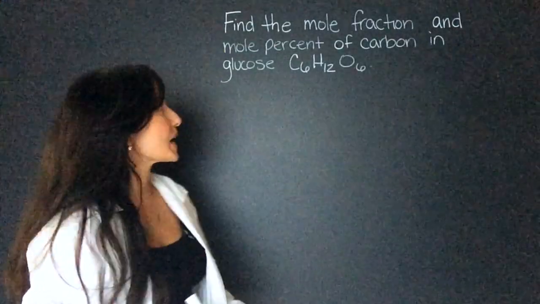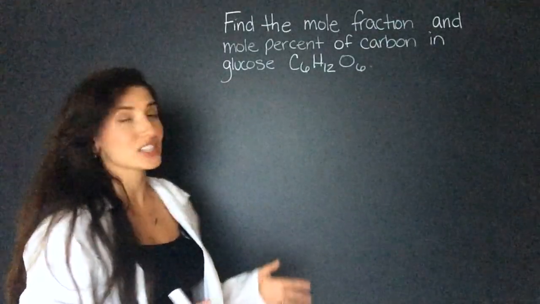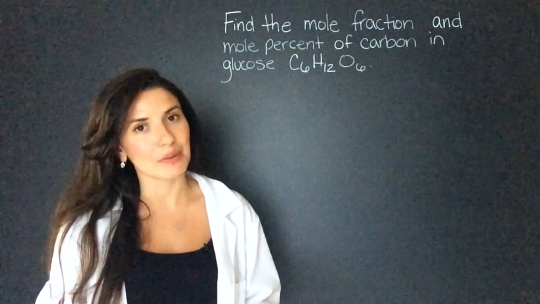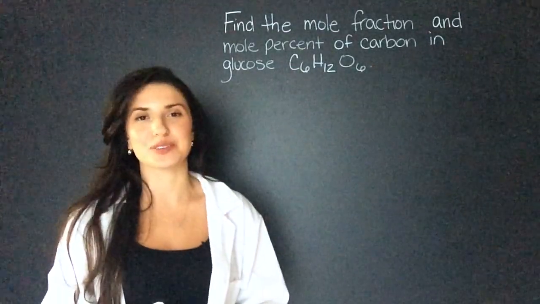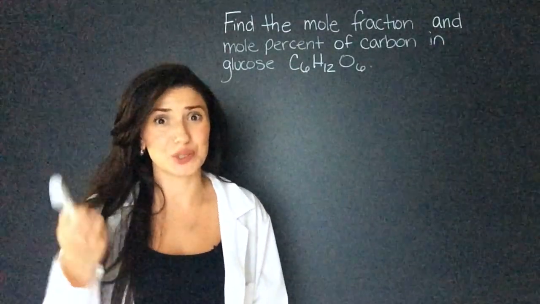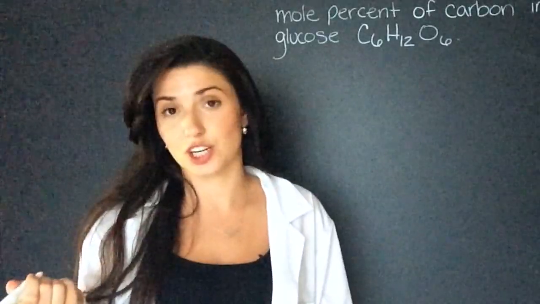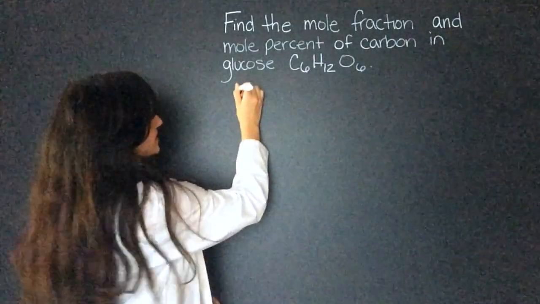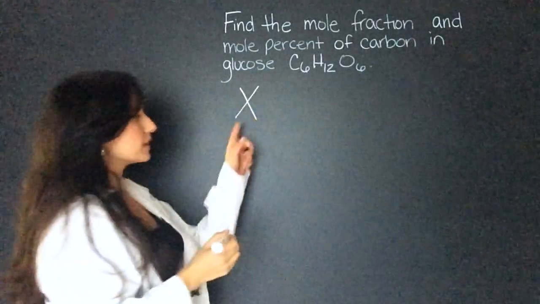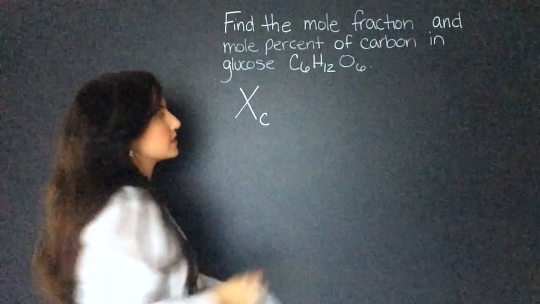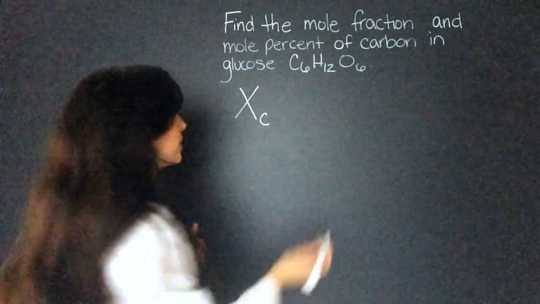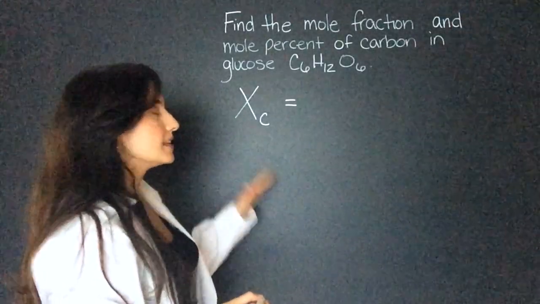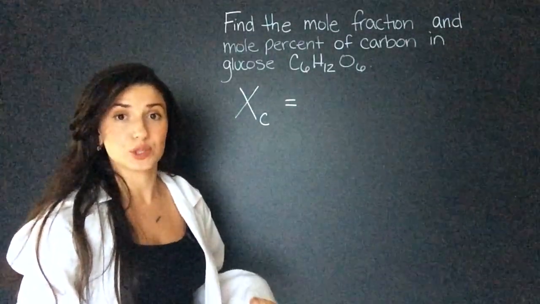For my first example, I would like us to find the mole fraction and the mole percent for carbon in glucose, my favorite molecule, C6H12O6. Glucose should also be your favorite molecule because it's sugar, and you need it to live. For mole fraction, we use the symbol X, and then we'll put a little subscript of carbon to know that we're finding the mole fraction for carbon. So we're going to do the number of moles of carbon divided by the total moles in glucose.